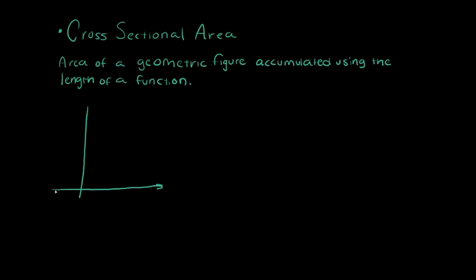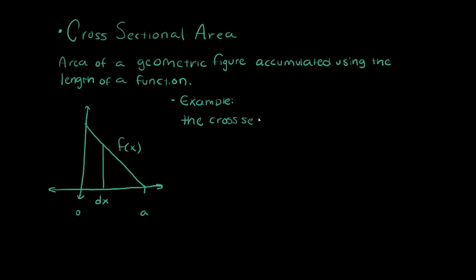And we're going to draw the graph of f of x from 0 to a. And this line is f of x. And this little line can represent dx, the change in x. The example says that the cross-section of the f of x is a semicircle. So this is what a semicircle looks like. And this can be represented as f of x.